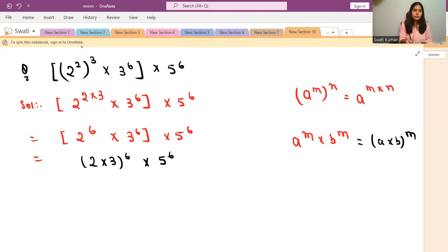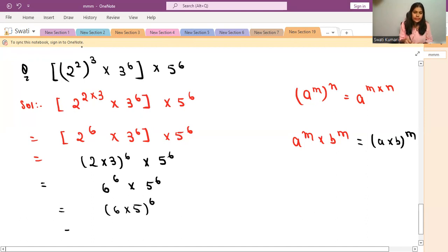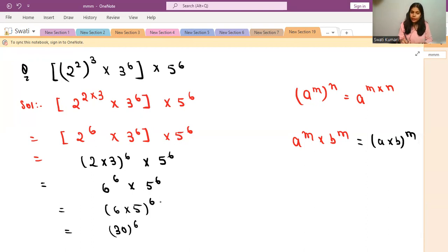raised to 6. Okay, so just for your convenience, I have solved the bracket part first. Now 2 into 3 is 6, of course, and then 6 raised to 6 into 5 raised to 6. Now using the same property again, this will become 6 into 5 raised to 6, and 6 into 5 is 30, and 30 raised to 6. Now you don't need to solve this 30 raised to 6 further. You can leave the answer here only.